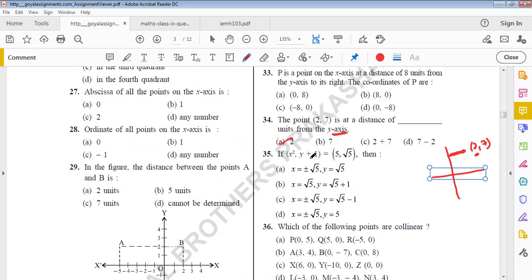Then (x², y + 1). See, compare: x² is equal to 5, then x is equal to ±√5. And y is equal to √5 - 1.